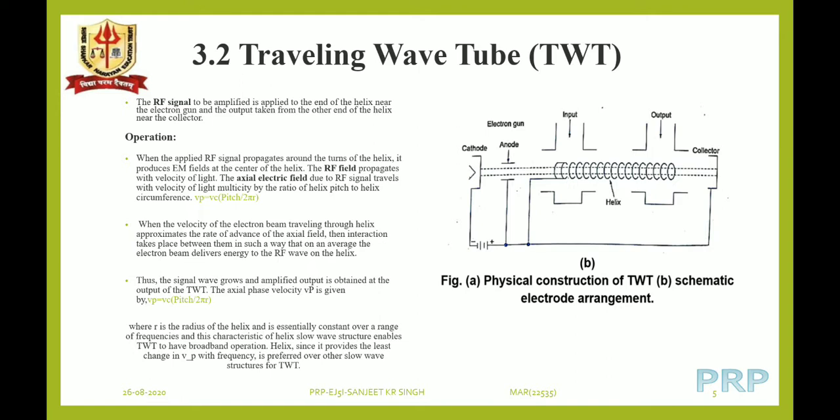When the velocity of the electron beam traveling through the helix approximates the rate of advance of the axial field, then interaction takes place between the radio frequency electromagnetic field and the electron beam electric field. So due to this interaction, there is amplification, and there is retardation of the electron beam.